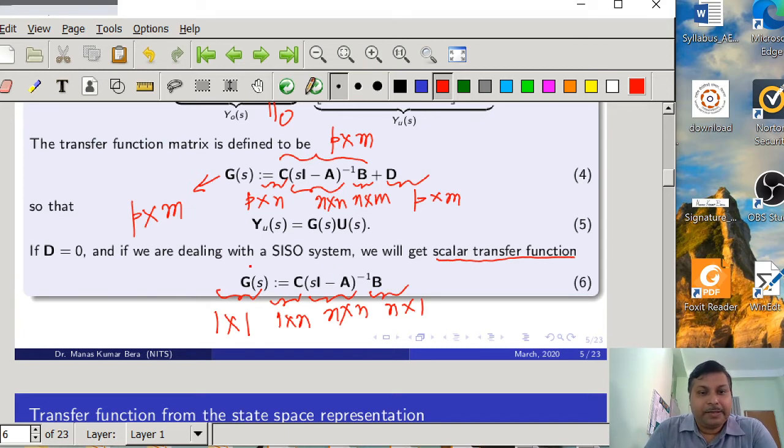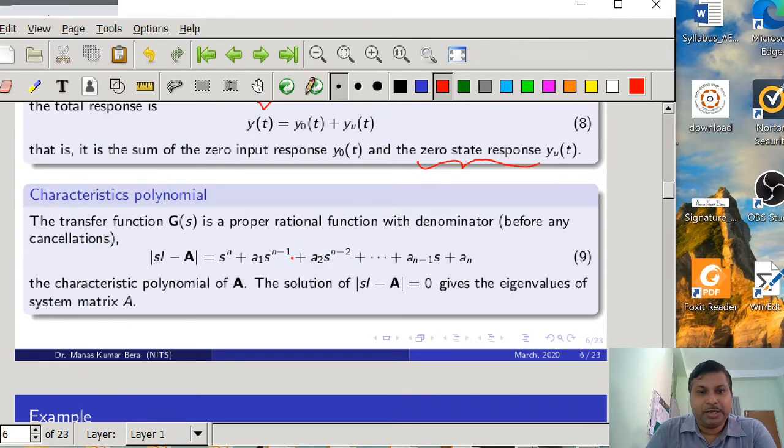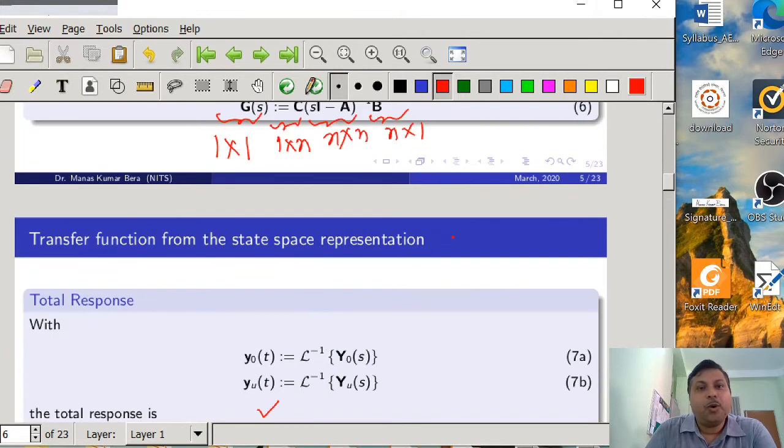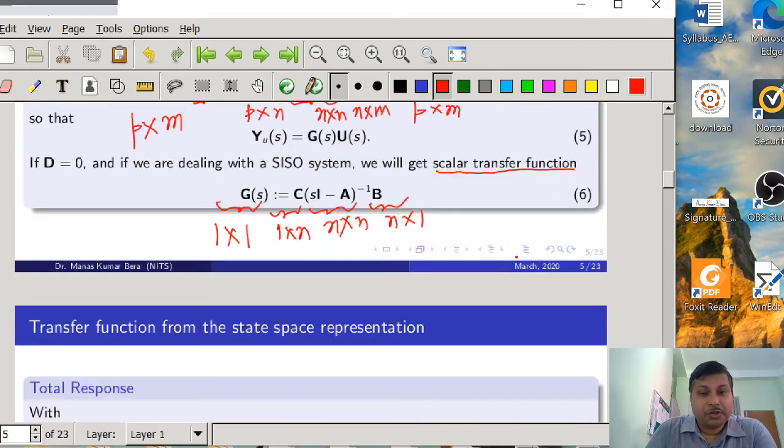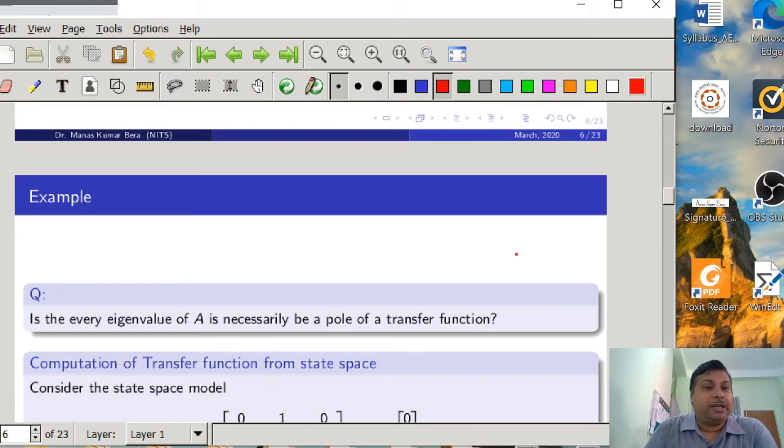Once you find the transfer function, it is the ratio of two polynomials, the numerator and the denominator polynomial. If you equate the denominator polynomial to 0, you will get the poles of the system. Now the question is whether every eigenvalue of A is necessarily a pole of the transfer function.